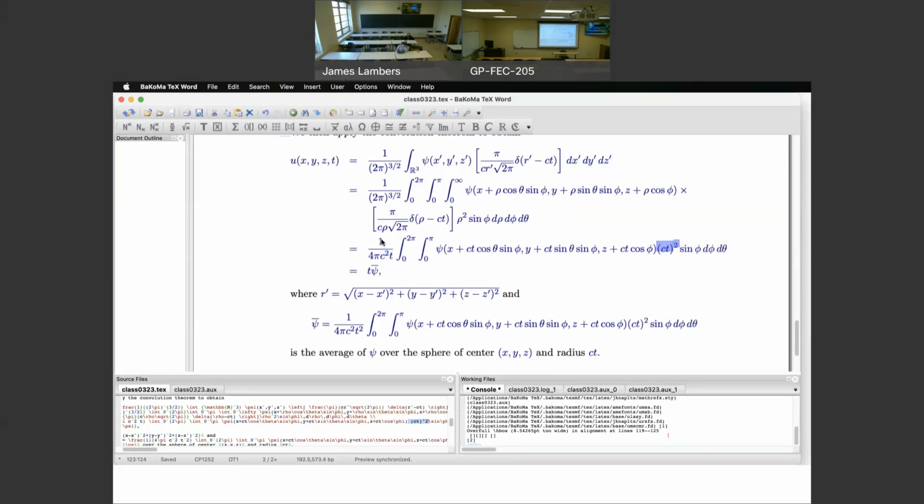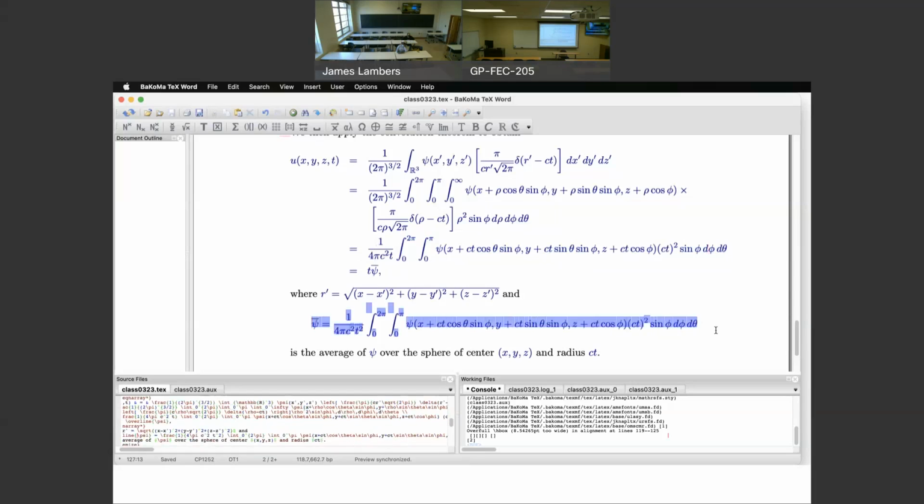If I multiply this fraction by t and divide by t, I have 4 pi (ct) squared in the denominator. That's the surface area of this sphere of radius ct and center x, y, z. When I integrate a function over a sphere and divide by the surface area of the sphere, that's the average value of a function on the sphere. So that's what the bar means. And we see it written out here, the definition of psi bar.